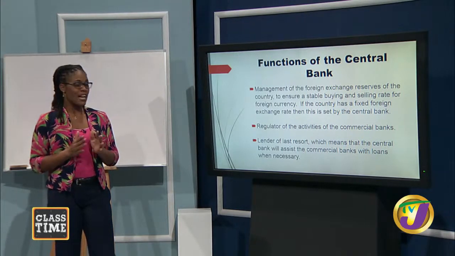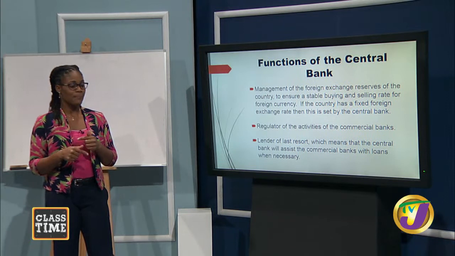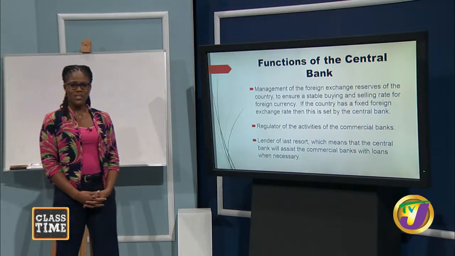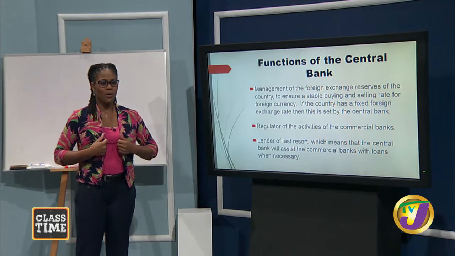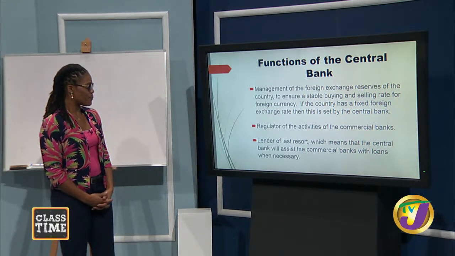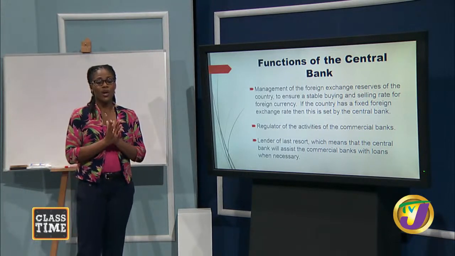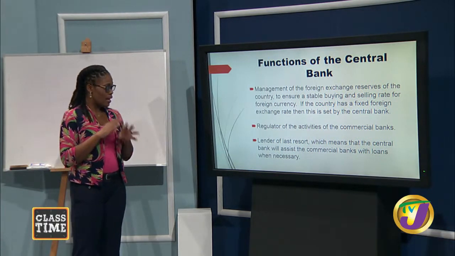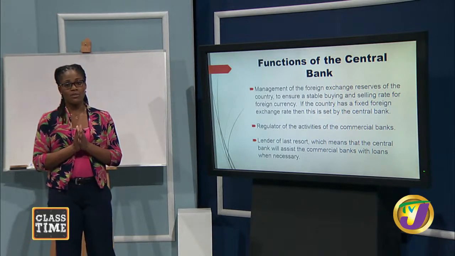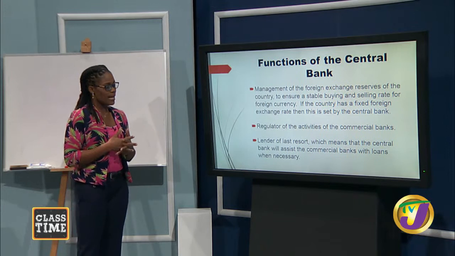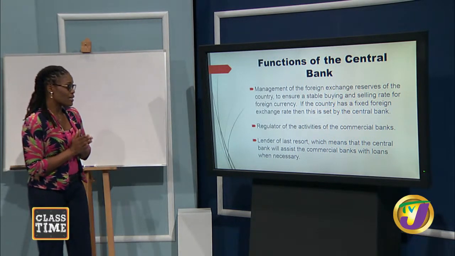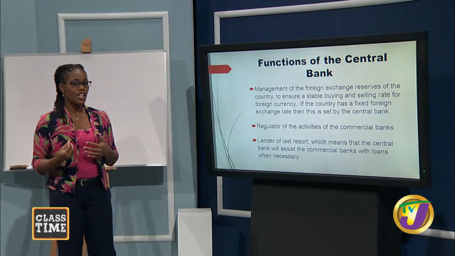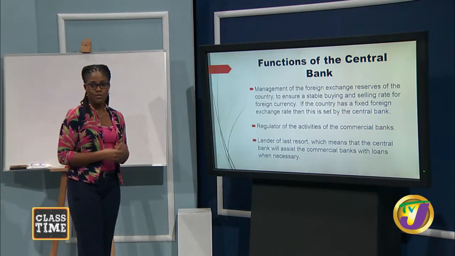Now, it is the lender of last resort. So I did mention that the central bank gives loans to the government and to commercial banks under certain circumstances. So what do we mean by last resort? If I say that I will help you out, but it's a last resort, what does that mean? Basically, it means that after the commercial banks have tried all options available to them to access funds, the central bank is their last resort, when they're out of options. And it simply means that if a commercial bank reaches a point where it has to borrow from the central bank, then it might be having serious financial issues. All right, so it is a lender of last resort.